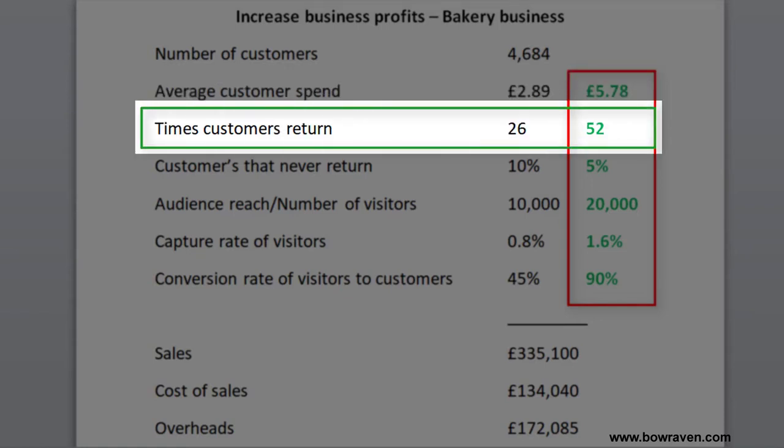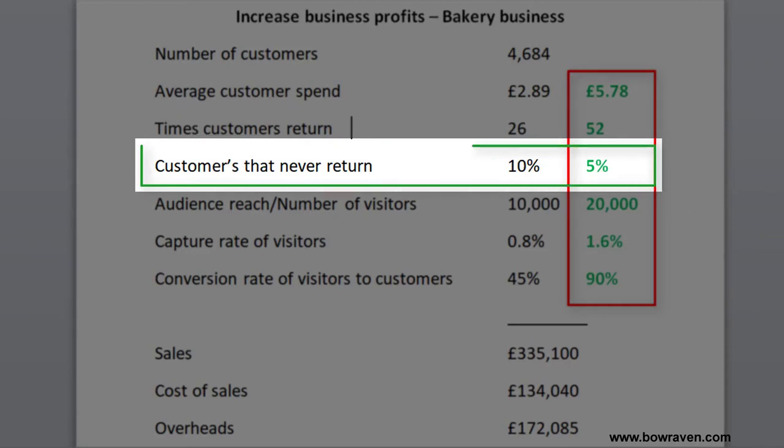The next number, we've increased the number of times customers return from 26 to 52. And again, there are ways and means. It's about engaging with customers, implementing perhaps loyalty schemes and so on, that we could actually improve that from 26 to 52. The next number we talked about was those customers that never return again. And we're assuming here that we have a 10% defection rate. So instead of doubling it, we've halved it. So we've actually reduced it from 10% down to 5%.